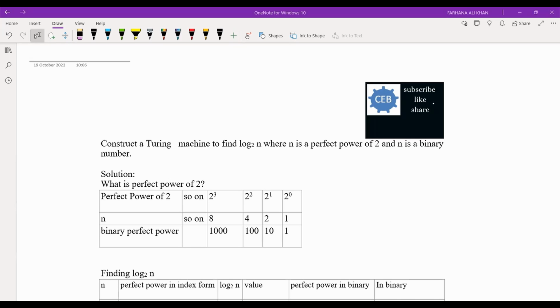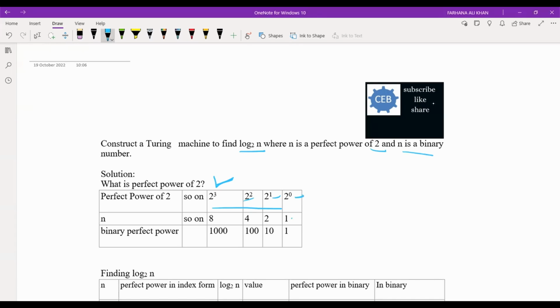So today's question is to design the Turing machine for finding the log of n value, where n is a perfect power of 2 and it is a binary number. Now what is the perfect power of 2? When we are finding the binary number system, we used to write the base 2 with the powers as 0, 1, 2 and so on. So this is called the perfect power of 2.